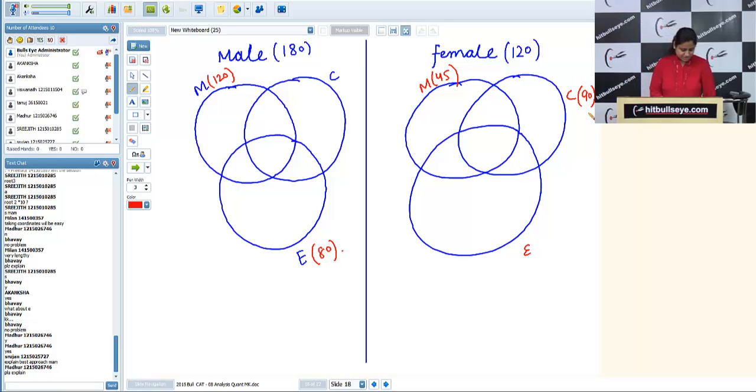Now, the ratio of the number of male students studying civil engineering only to the number of female students studying civil engineering only was 2:1. It means if this is x, this will be 2x. That is the area representing the number of students who are interested only in civil engineering. Are you getting me, Srujan and Madhur? Is it okay?